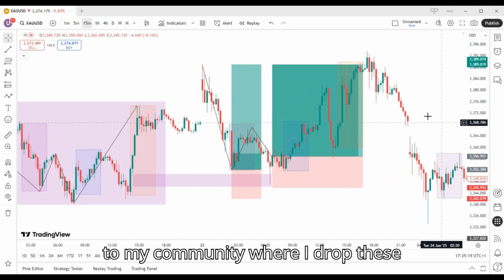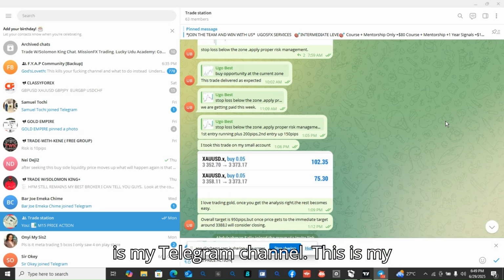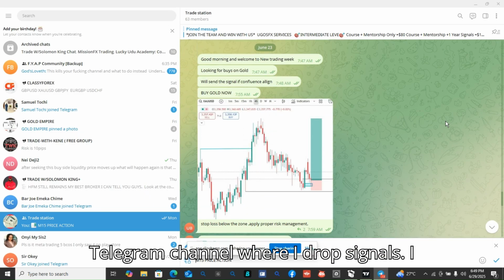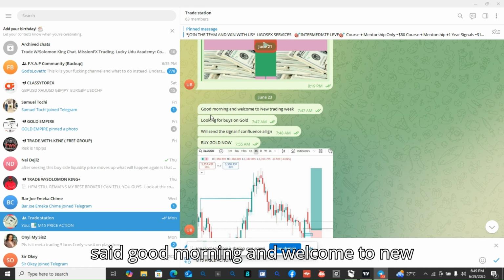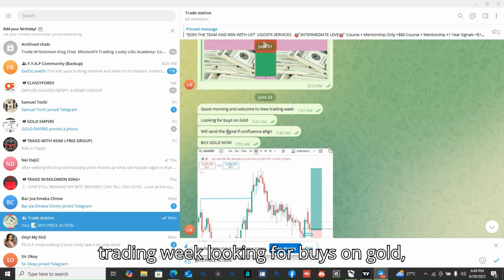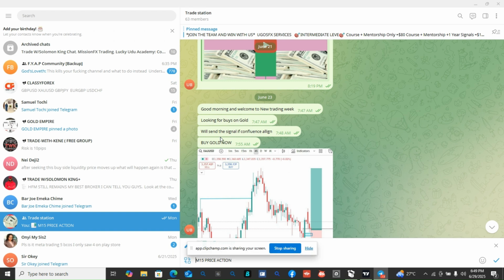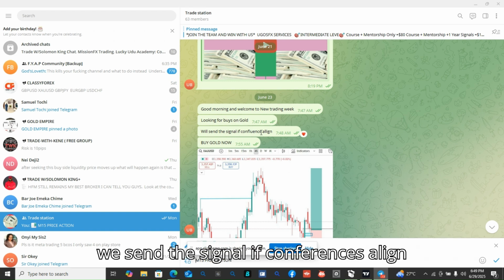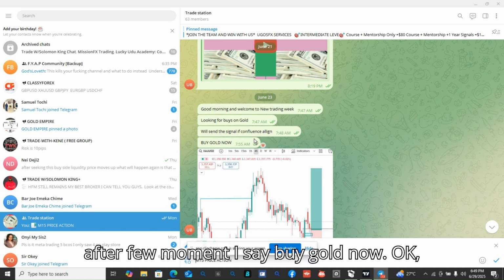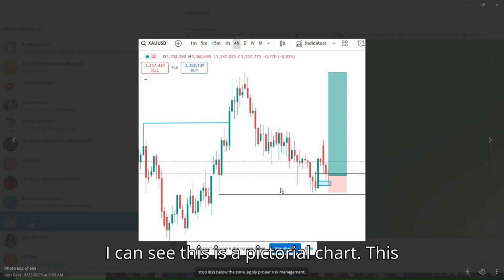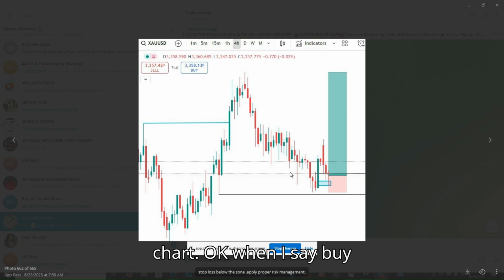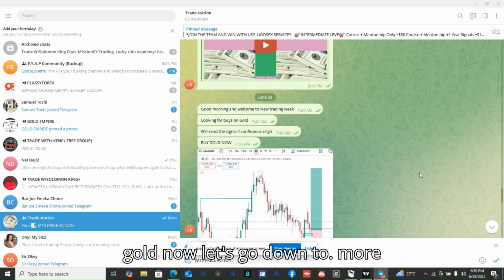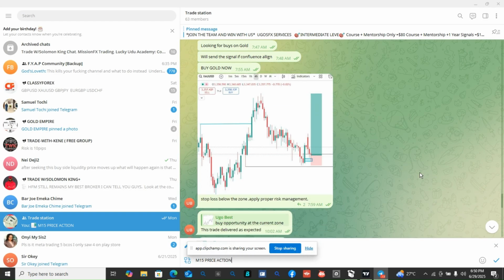Now let's go to my community where I drop these signals. So this is my Telegram channel where I drop signals. You can see it on 23rd of June. When I said good morning and welcome to the new trading week, looking for buys on gold, we send the signal if confluences align. After a few moments, I say buy gold now. You can see this is a pictorial chart on a 4-hour time frame. When I say buy gold now, let's go down to more details.